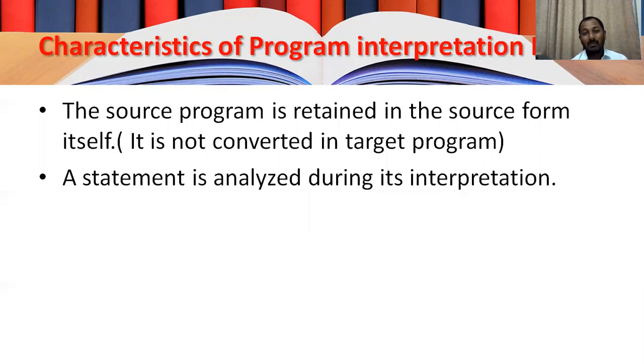Now we have seen the program translation model. What was there in the program translation model? Its characteristics told us that if a source program is translated into some other language, that translated program can be used again and again and again. There is no need to keep the source program for execution. But in the case of interpretation, the source program is a must.